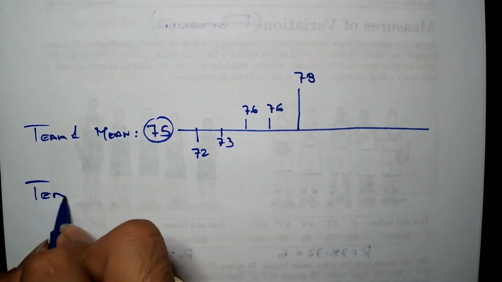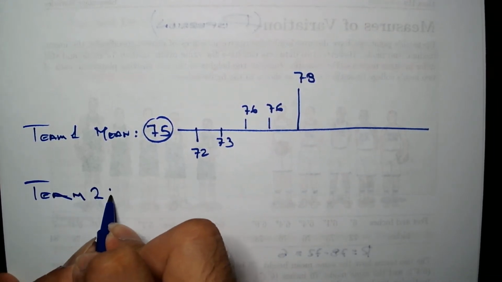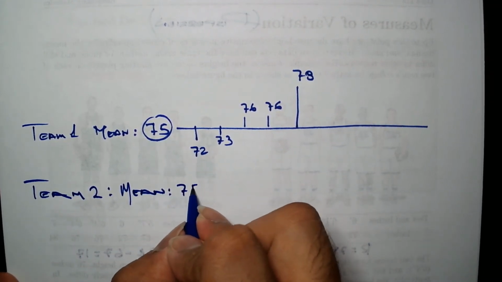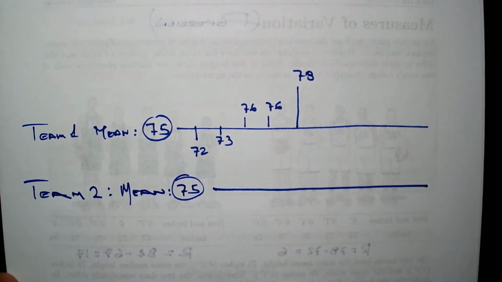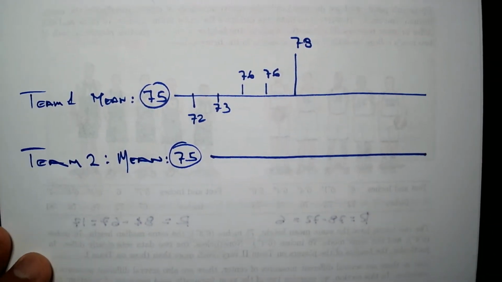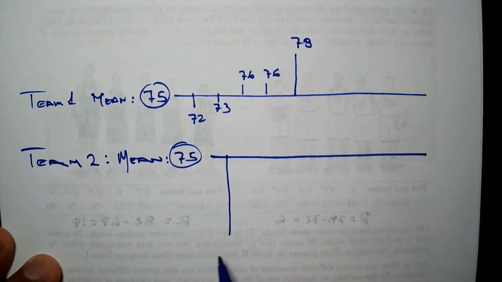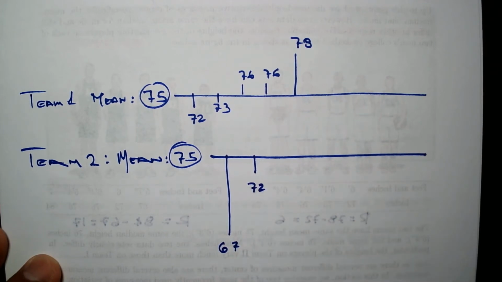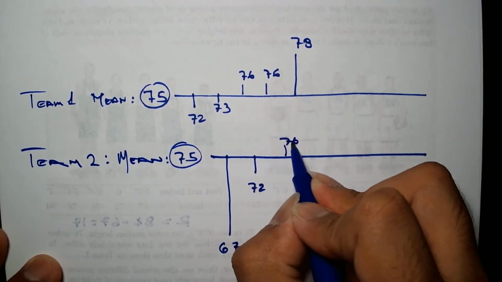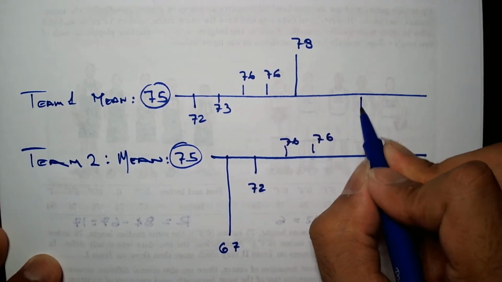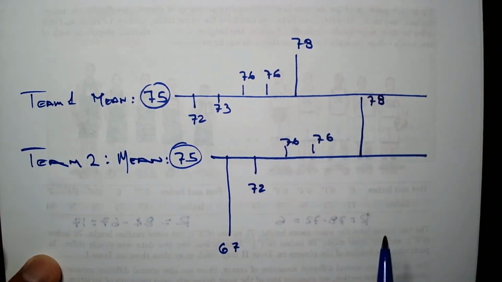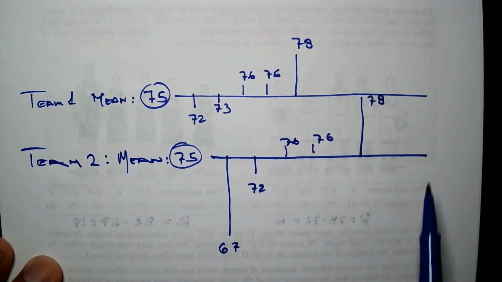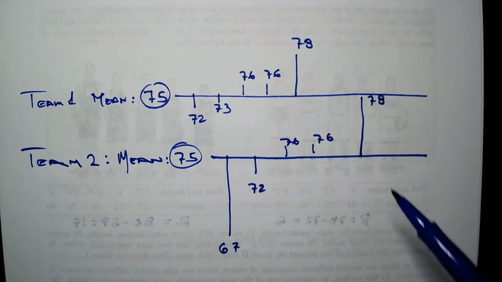whose mean is also 75. The heights of the team members: one goes too low, all the way to 67, and then 72, and then again 76, again 76, and this one goes all the way to 78. If you look at this data, this data set is more deviated from the mean. So that's what the standard deviation tells us.